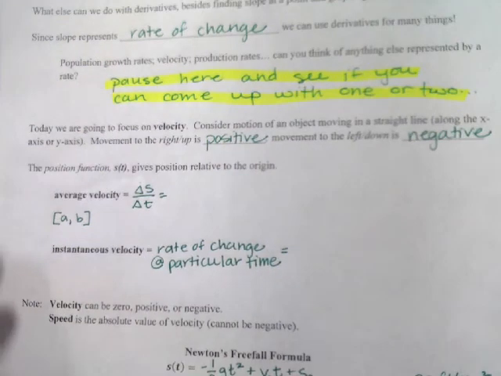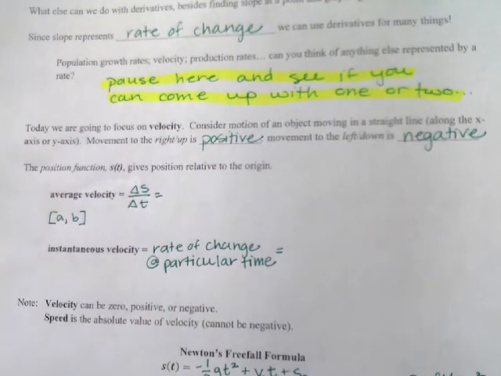Today, the example we are going to look at is velocity. So we're going to be considering motion of an object moving in a straight line along either the x or y axis, so horizontally or vertically. Movement to the right or up is positive. Movement to the left or down is negative.